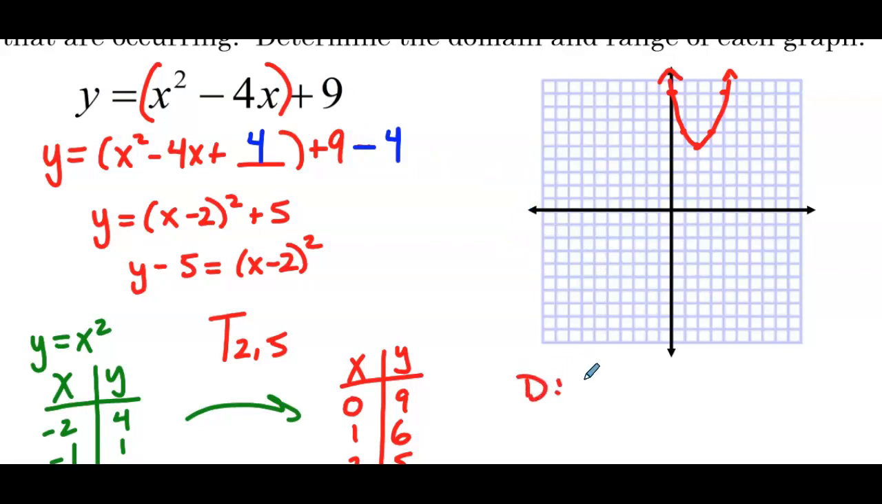The domain is all reals, -infinity to infinity. And the range, working from bottom to top, the lowest y value is 5, and it goes to infinity. So this is another example of a quadratic that doesn't have any x-intercepts. So even if we tried to graph it in standard form, unless we just created a table of values and found as many points as we can graph, we wouldn't be able to graph this without vertex form.